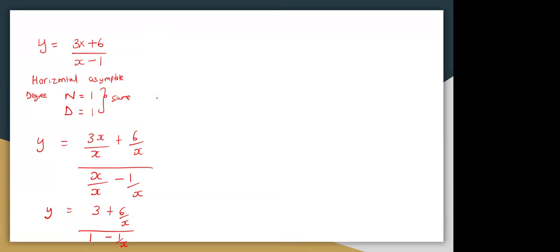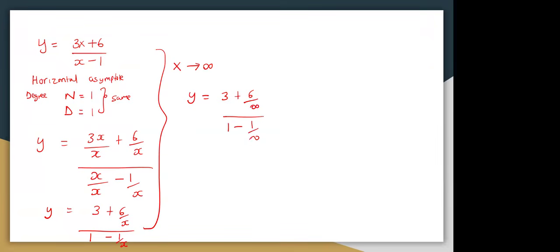Now, when we are finding the horizontal asymptotes, we are looking at how x behaves as it goes to infinity. That means that where there is x, we shall put infinity. So it means we shall have y equals 3 plus 6, where there is x put infinity, divided by 1 minus 1 out of infinity.